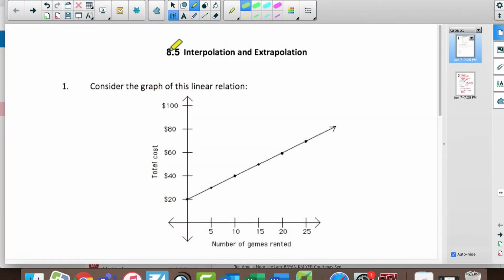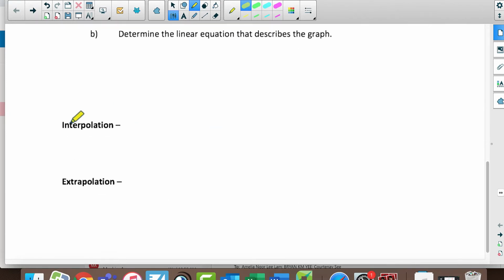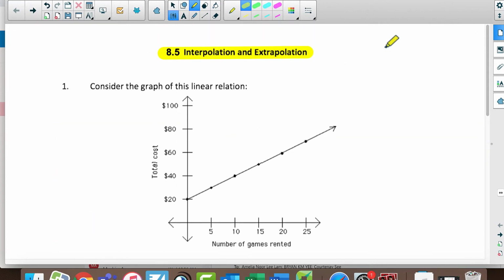Okay, 8.5, interpolation and extrapolation. So I'm not going to define these two words yet. I will down here. You can see they show up down here. I'm going to start by talking about a little review of what we did last day.